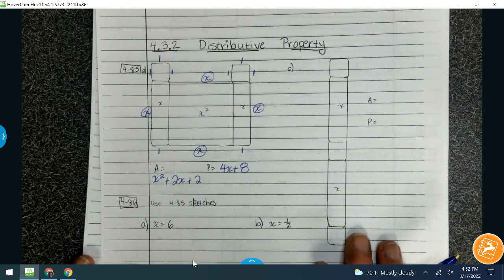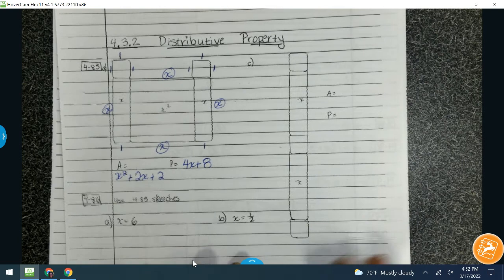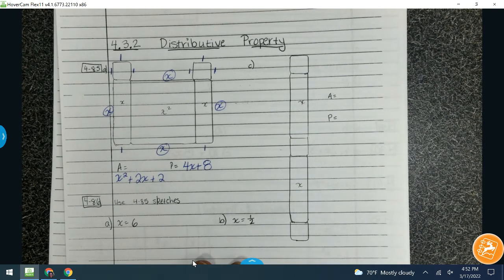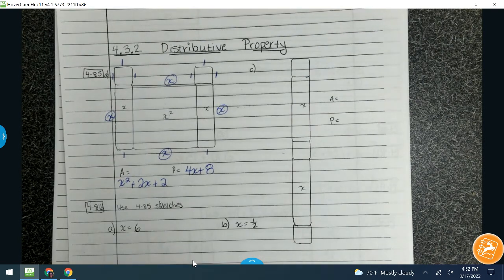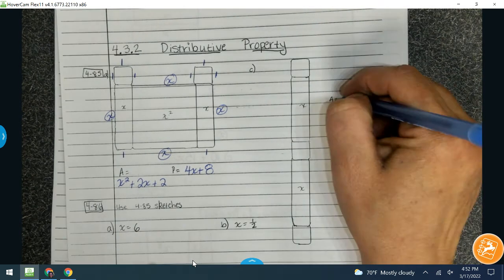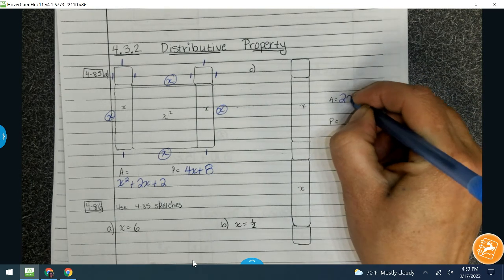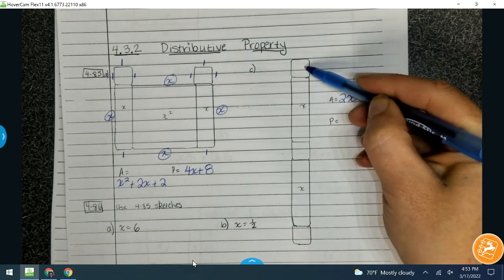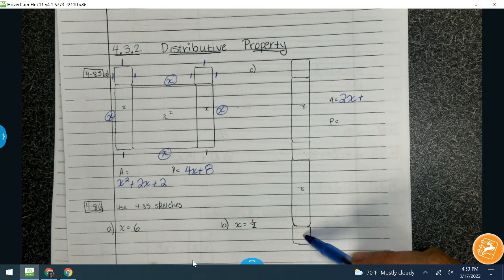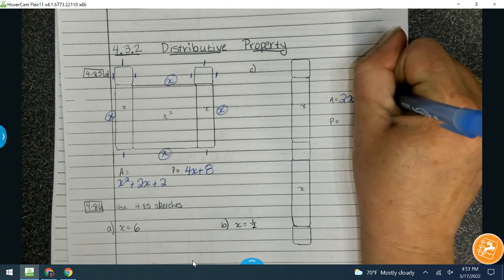Okay, so I'm going to go ahead and move on to Charlie. Try to find the area and perimeter of Charlie. So I see for my area 1, 2 x's plus 1, 2, 3 ones.